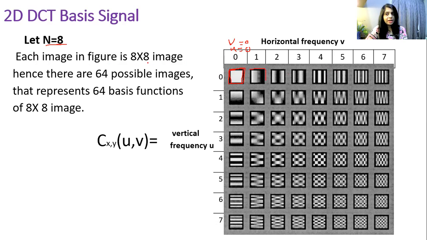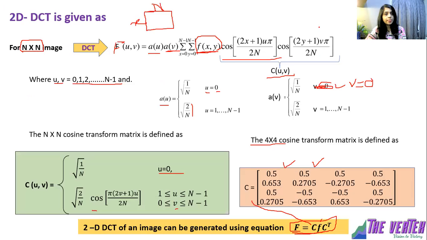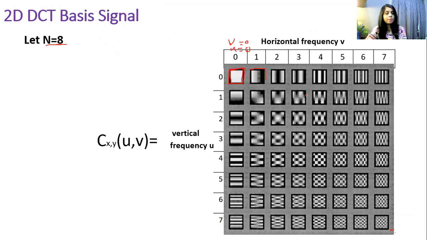Each image in the figure is an 8 by 8 image, hence there are 64 possible images, because U and V both vary from 0 to 7. Each represents one of the 64 basis functions of an 8 by 8 image. All these images are nothing but basis functions that we got from this formula.